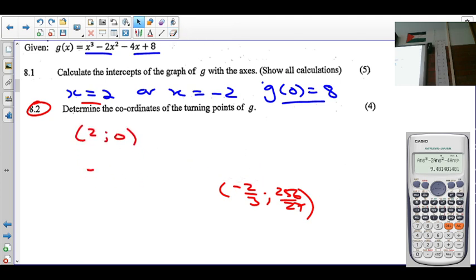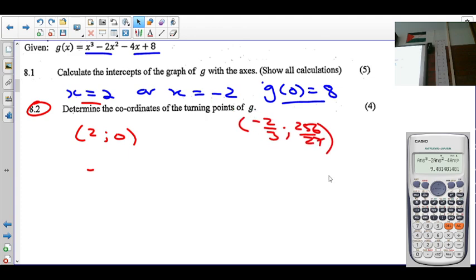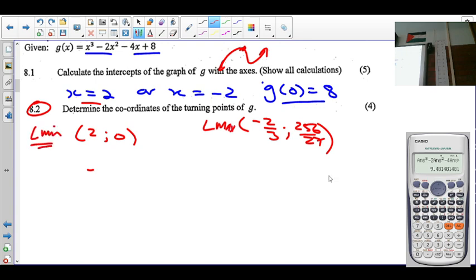Okay. Those are the turning points. And of course the graph is going up then down. So the more negative one will be your local maximum. This is going to be your local minimum. You don't have to write that in, of course.